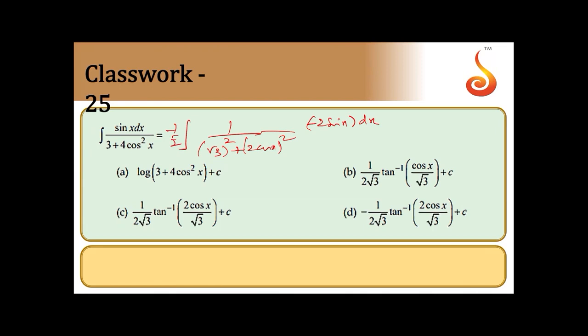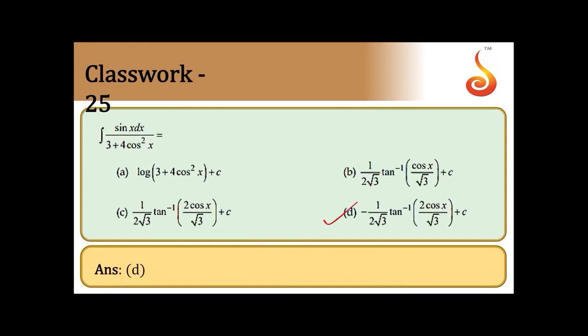The whole thing is nothing but integral 1 by a square plus x square, which is tan inverse x by a. So minus 1 by 2, 1 by a is root 3, tan inverse of 2 by root 3 cos x. And of course, because the derivative of cos x is minus sin x, therefore we get a minus sign here. So minus 2 by root 3. I hope it is the D option.